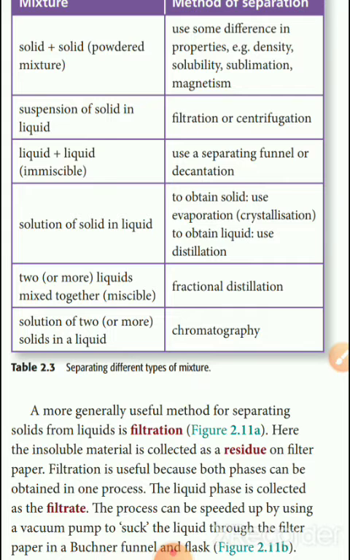The next case is a solution of two or more solids in a liquid. Mostly we use chromatography for the separation of two to three components from each other. Remember that when we have three to four inks mixed within each other, you can easily separate them by using the process of chromatography. At your level, paper chromatography is commonly used, and you can simply put a spot of the mixture onto the paper. Later on, everything is going to separate.